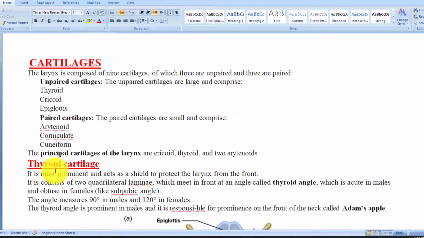Now about cartilages, look carefully. The cartilages of the larynx are divided into two groups: the unpaired cartilages and the paired cartilages. The unpaired cartilages are one and large, and the paired cartilages are two and smaller. The unpaired cartilages are the thyroid cartilage, cricoid cartilage, and epiglottis.